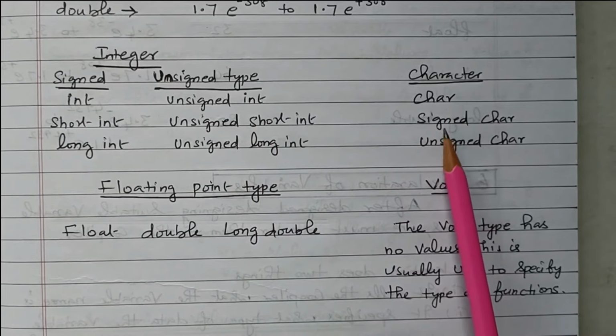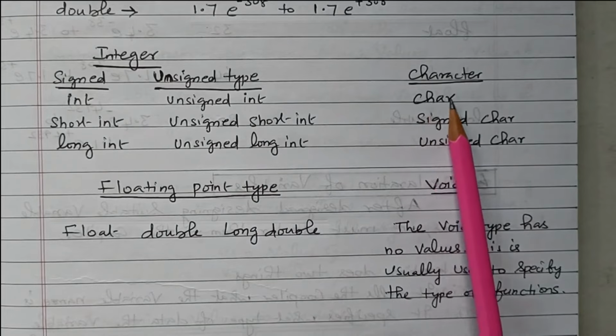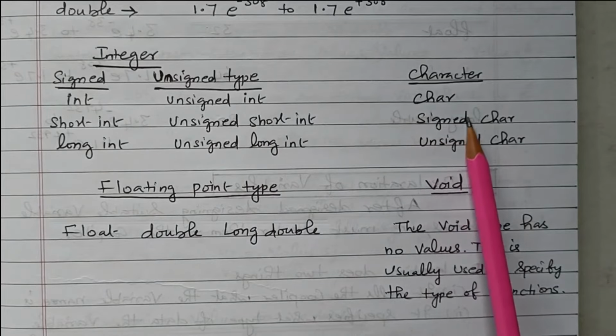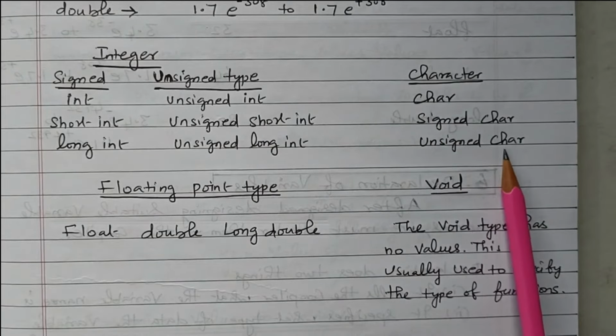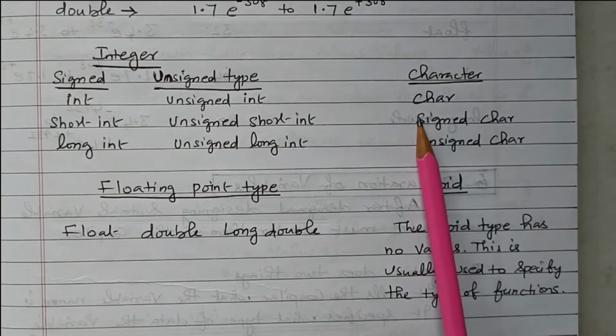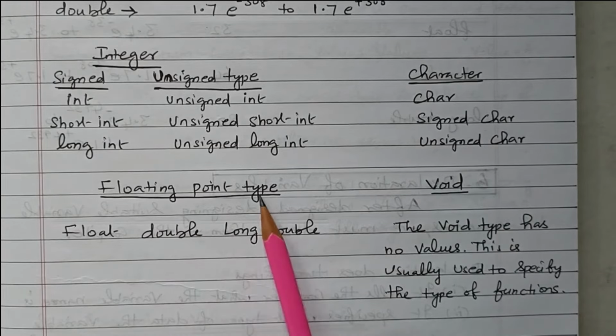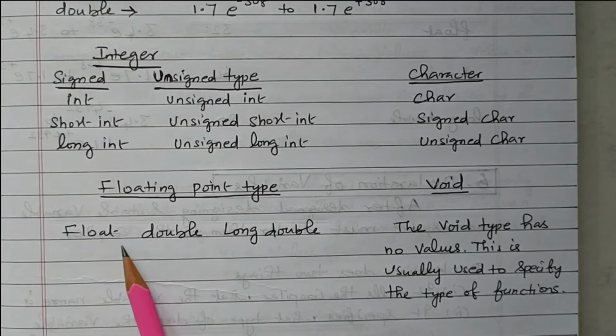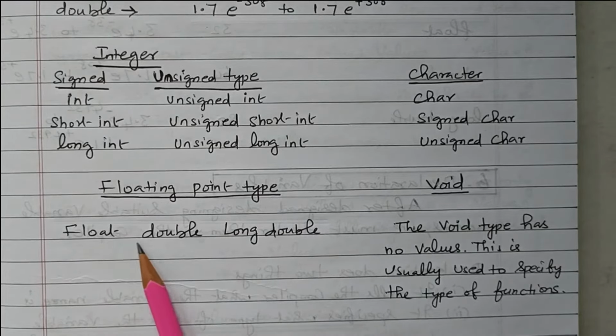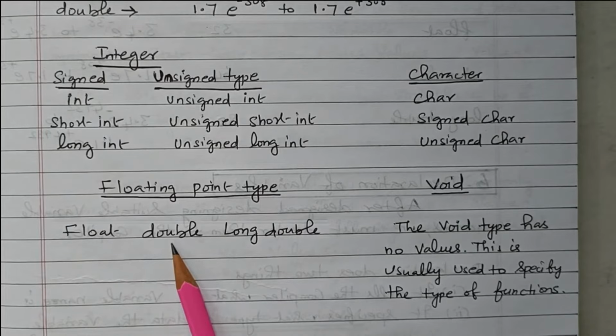Then character is also classified into 3 types: character, signed character, unsigned character. Here the sign is taken into account; there the sign is not taken into account. The floating point is classified into 3. The ranges keep on increasing. We already discussed the range of float and double. If you want to increase further, then it is long double.